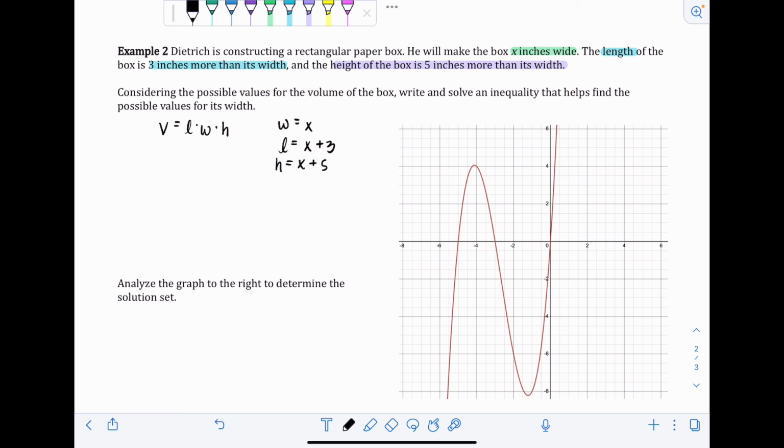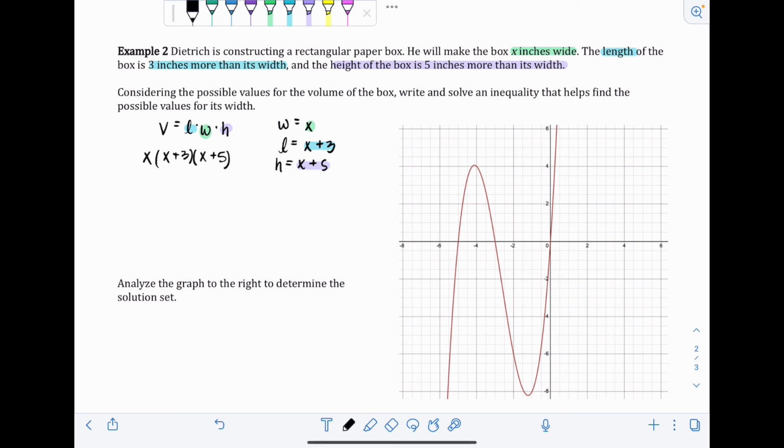So we'll take all of those and put them into the formula. So width x, and then length x plus 3, and then height x plus 5. I'm going to put the x out in front though. So we'll do x and then times x plus 3, and then times x plus 5.